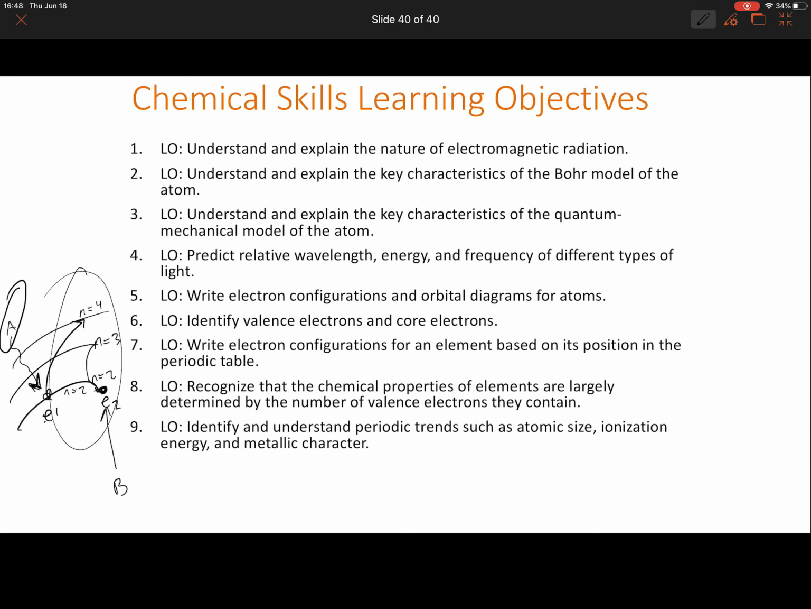All right, guys. As far as periodic trends and writing electron configurations, you're going to have to practice those a little bit. Of course, use the periodic table for that.